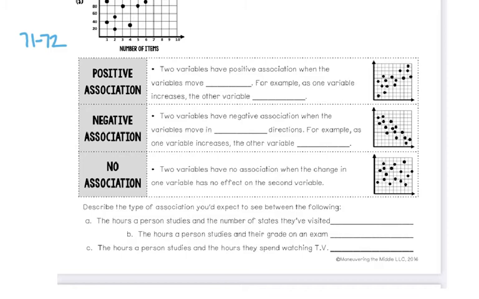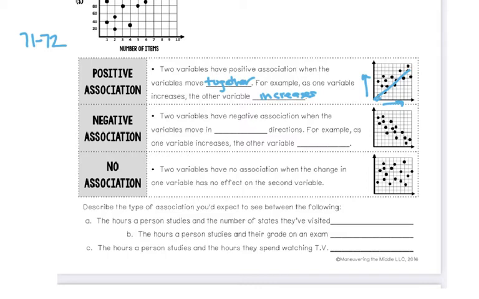Down here it says two variables have positive association when the variables move together. Okay. For example, as one variable increases, the other variable increases. So you can see that in this graph here. It's going in this direction. So as this increases, this also increases.